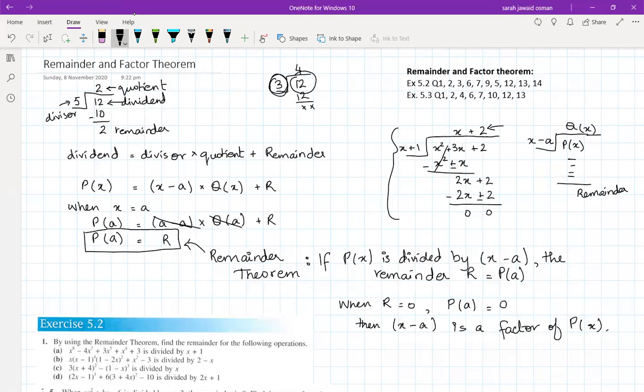Over here also, when we were dividing the polynomial x squared plus 3x plus 2 by the divisor x plus 1, we saw that the remainder was 0. So when this happens, we can conclude that x plus 1 is a factor of the polynomial x squared plus 3x plus 2. This here is called the factor theorem, which states that when p of a equals 0, then x minus a is a factor of p of x. These two theorems are going to be used in the exercises that we are now about to start.